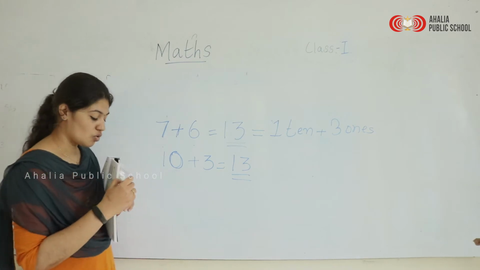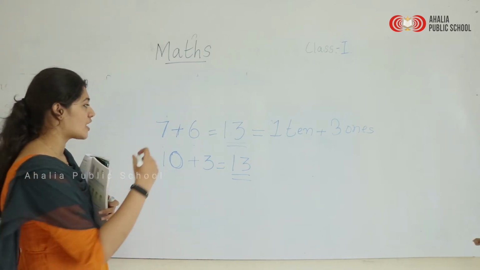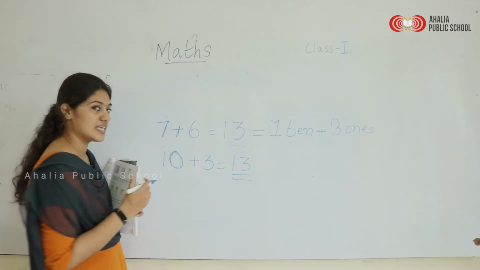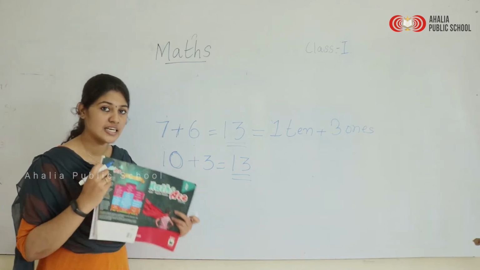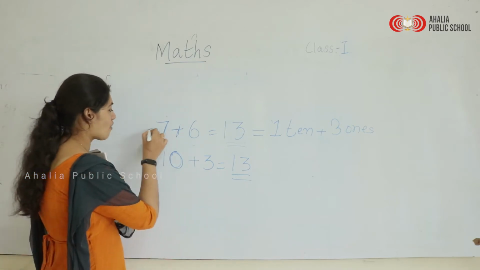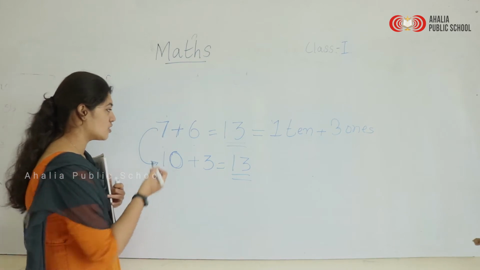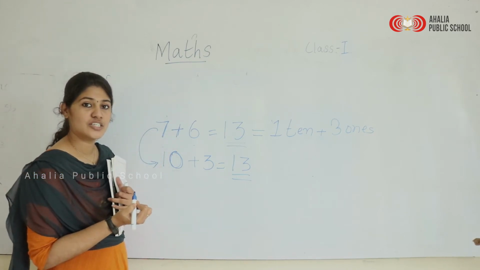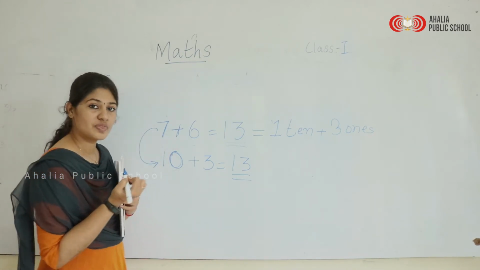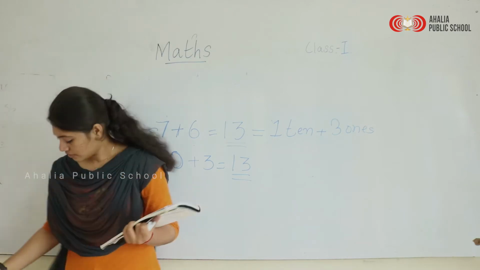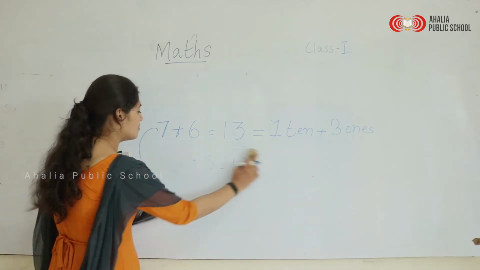Clear? So we are adding two one digit numbers, 7 plus 6, we will get the number 13, and we are just making that in the form of 10 plus 3. So these are the two combinations, right? Addition combinations of the number 13. Okay? We can just look at another example.